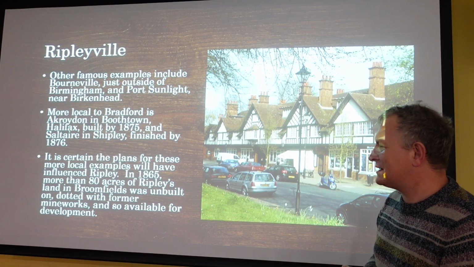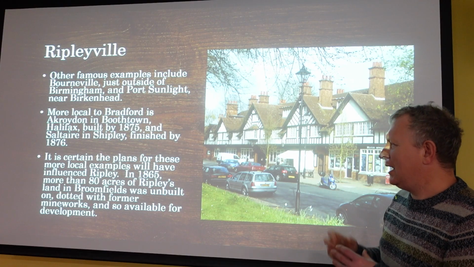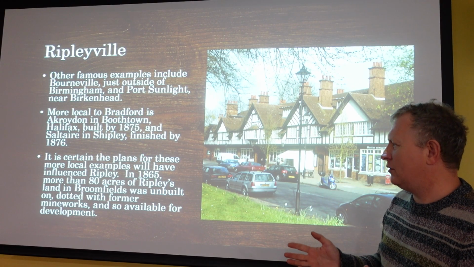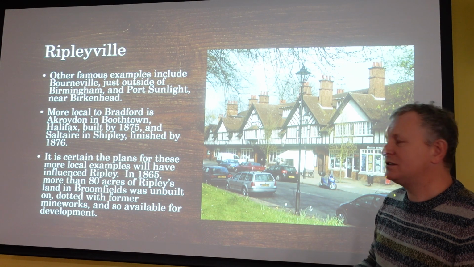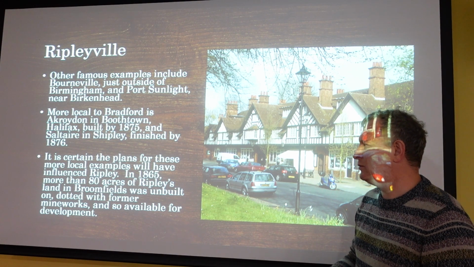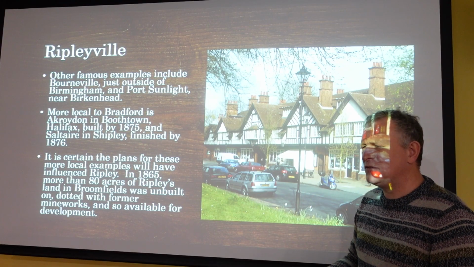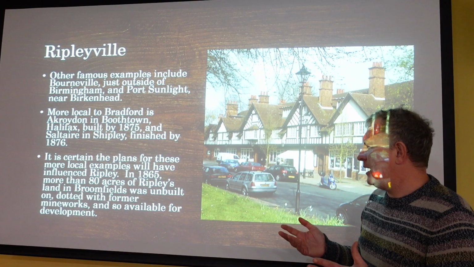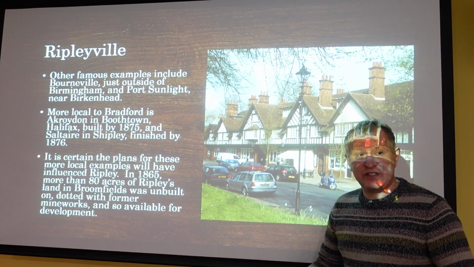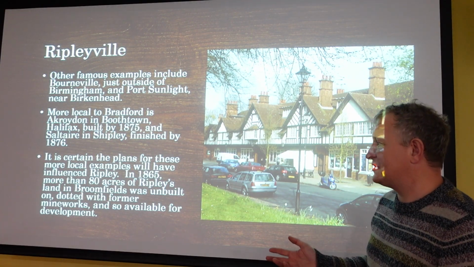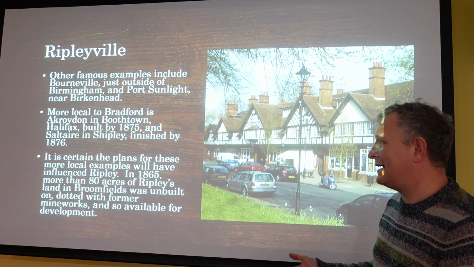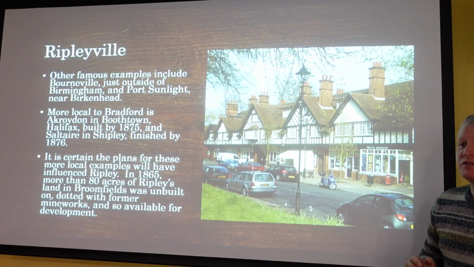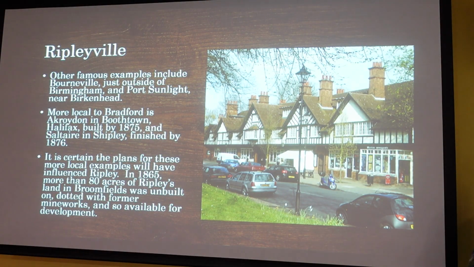So, 1865, the Bowling Dye Works had more than 80 acres of land that was unbuilt on, and this had been mine works. I'm not sure if it was coal or iron ore, but they'd been exhausted, so this land was now going surplus and was available for development. So, you want to build a village, why not use the land that you already own?